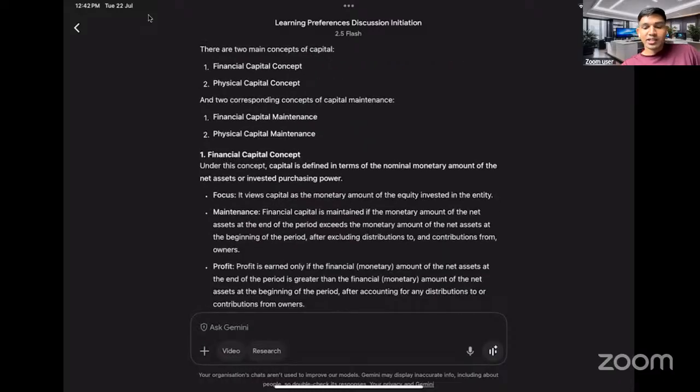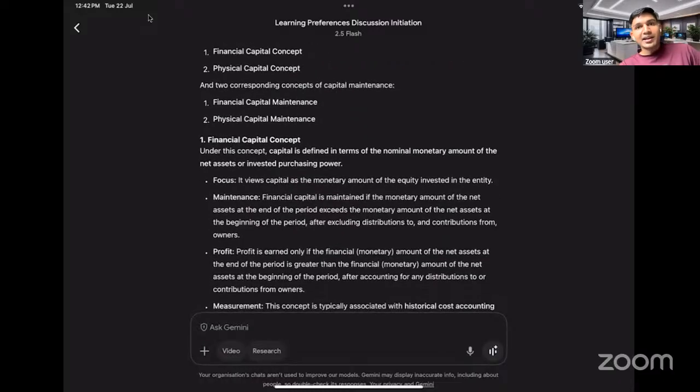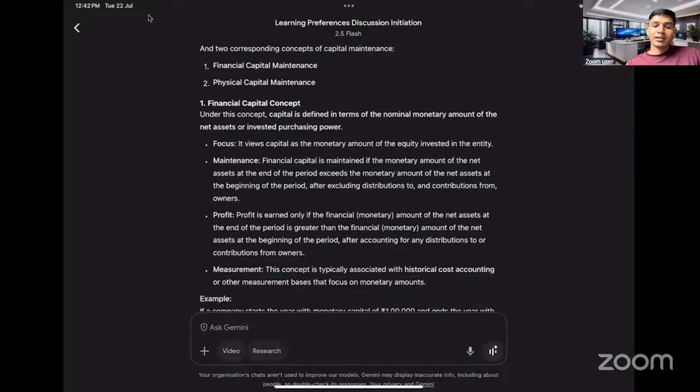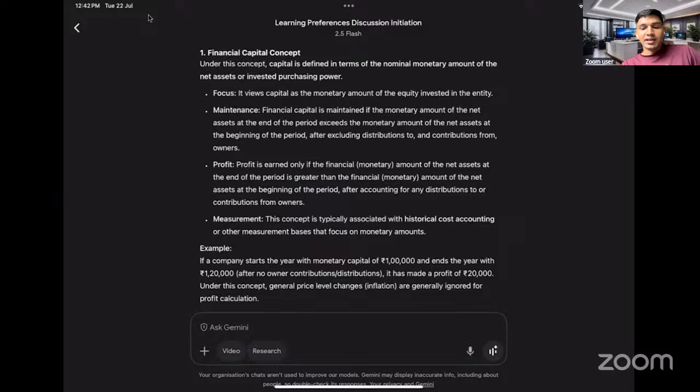Financial capital concept. Under the concept, capital is defined in terms of nominal monetary amount of the net assets or invested purchasing power. The focus of financial capital is that it views capital as the monetary amount of the equity invested in the entity.